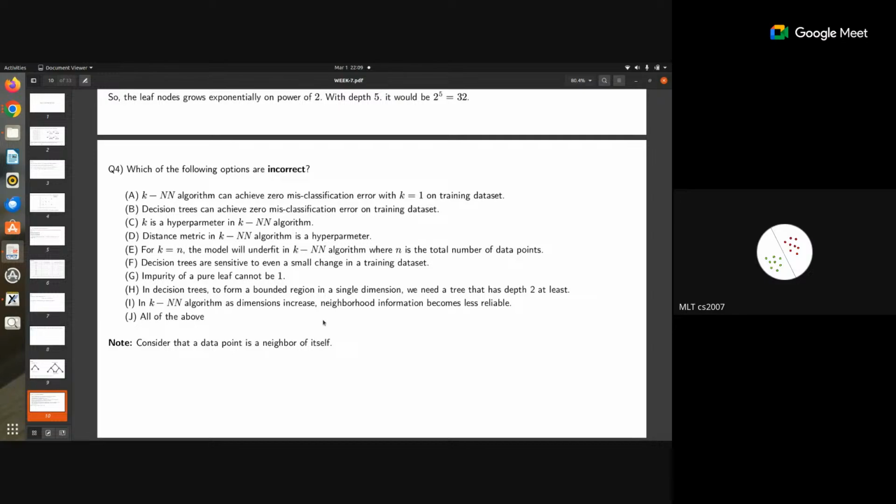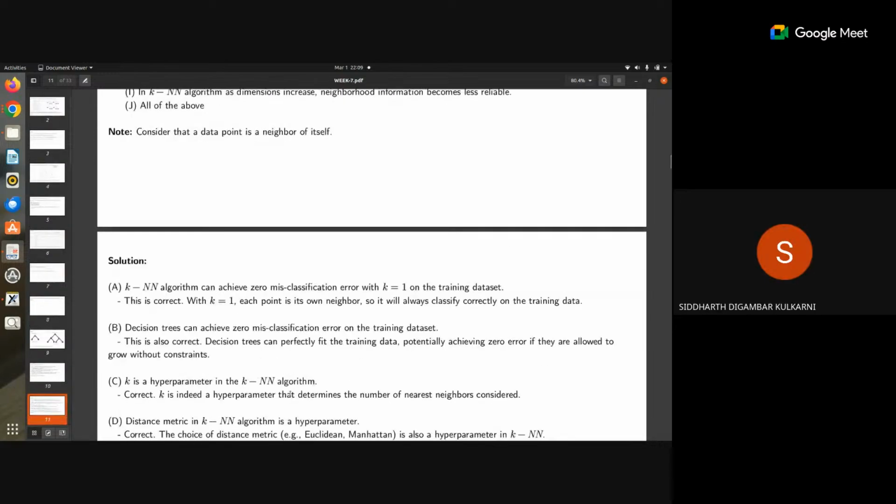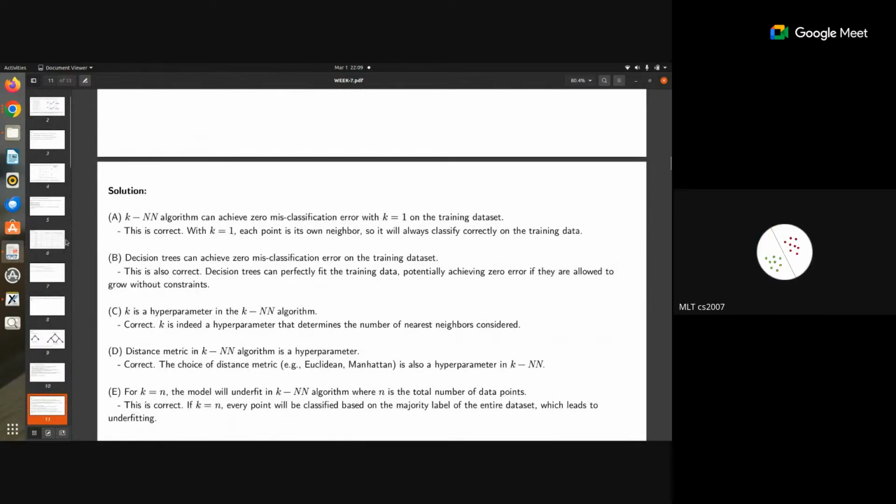If you have a three-dimensional data set, reliability will increase. But how will you say that? Fine, it should increase the reliability. Okay, let us see the answers.